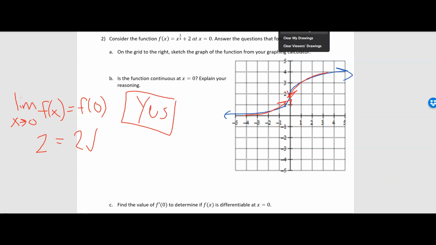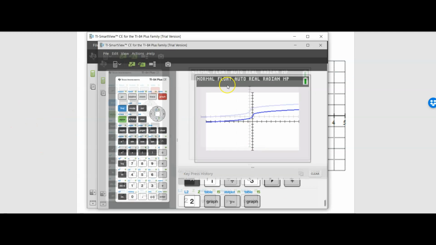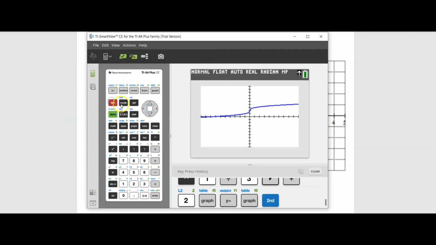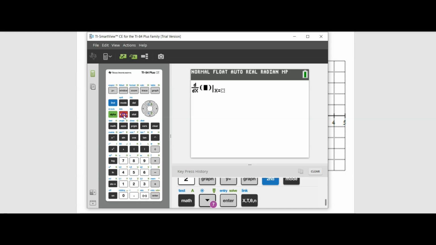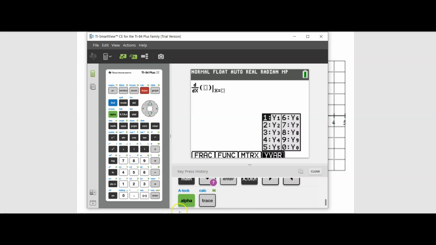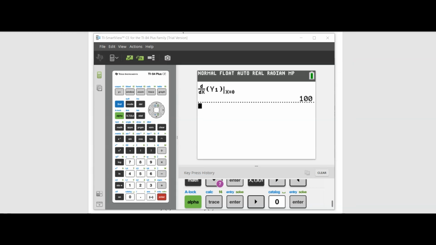So let's go back over here. I'm going to clear this for us. I'm going to go back to our calculator. Get to our home screen. Again, Math 8. Variable is x. Function is in y1. And we're evaluating at x equals 0. We click enter. And it tells us that the answer is 100.